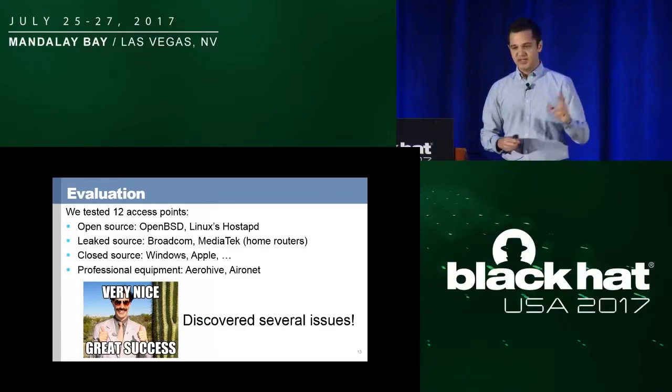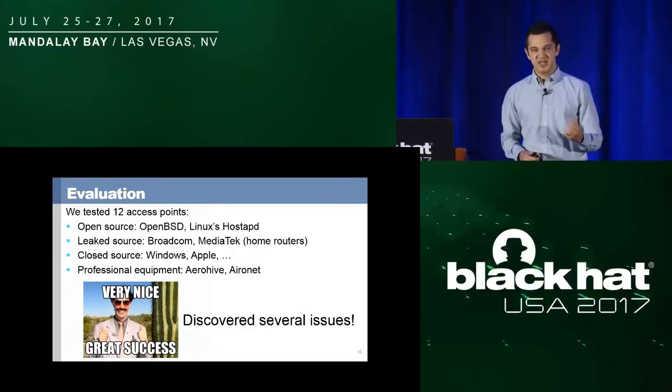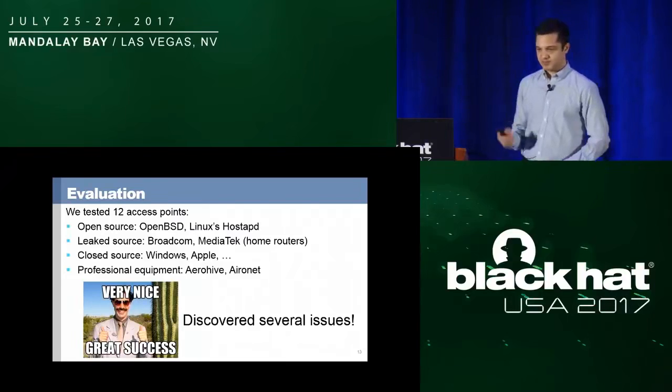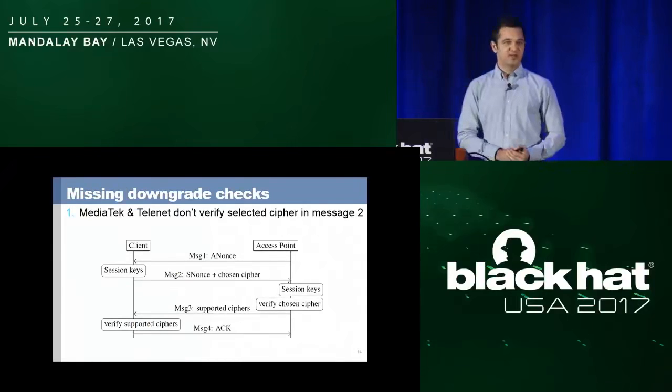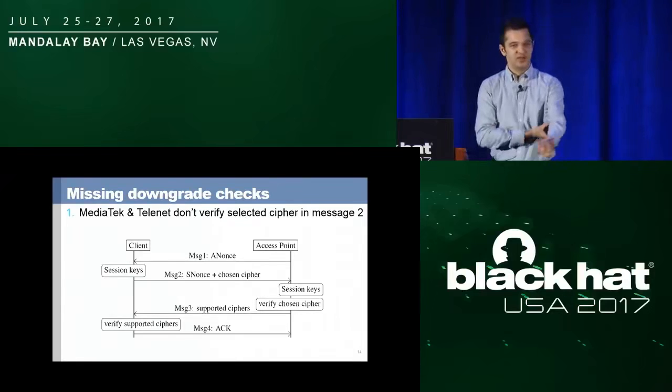Generally, in every access point we found some small deviations from the standard, but some of these deviations were very benign, and you can't even really consider them bugs. They were deviations, and some were bugs but non-exploitable. But we're going to focus on the most interesting ones. The first one is that the MediaTek and Telenet implementations don't properly defend against downgrade attacks.